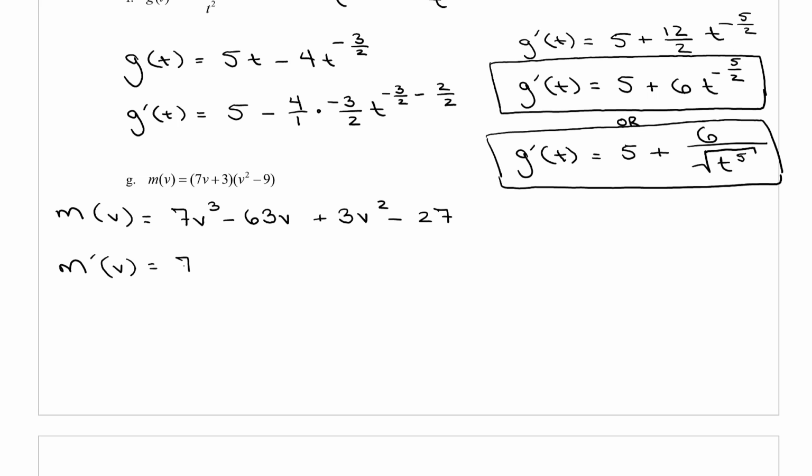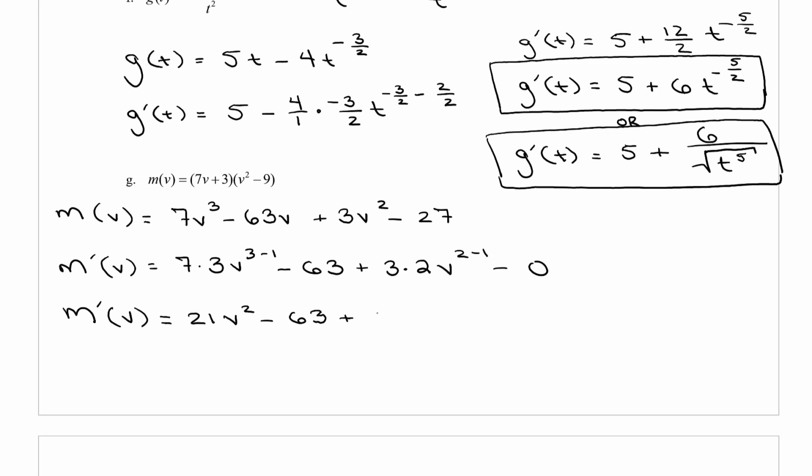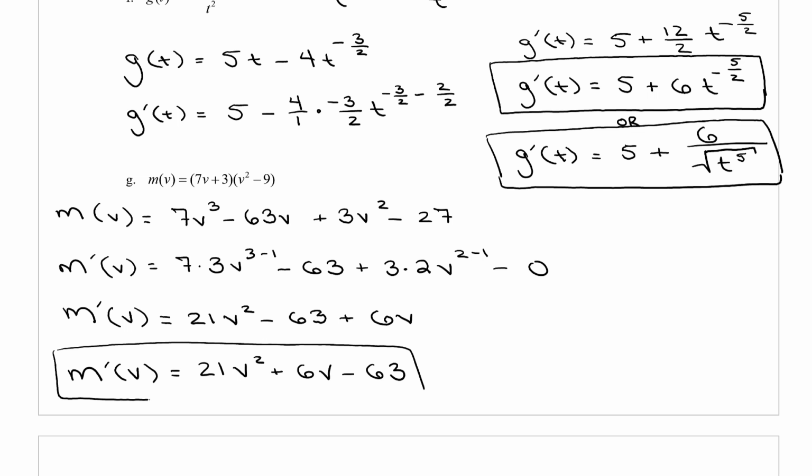m prime of v is equal to 7 times 3v raised to the 3 minus 1 power minus 63 plus 3 times 2v raised to the 2 minus 1 power minus 0. So if we simplify here a little bit, we will end up with m prime of v is equal to 21v squared minus 63 plus 6v. And if I write it in descending order, it will be m prime of v is equal to 21v squared plus 6v minus 63. I'm going to go ahead and box that answer in.